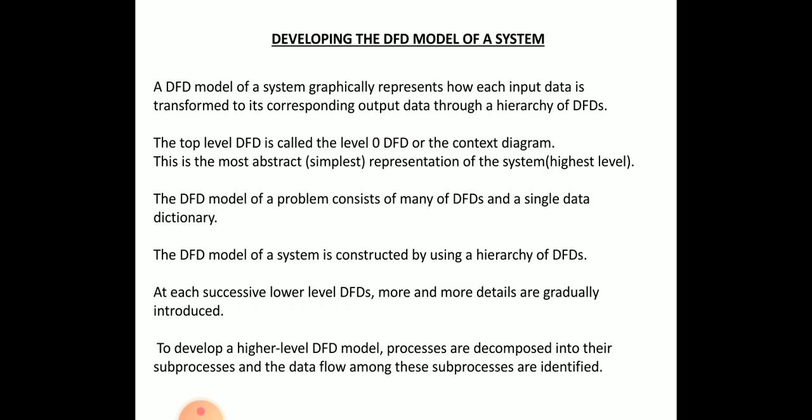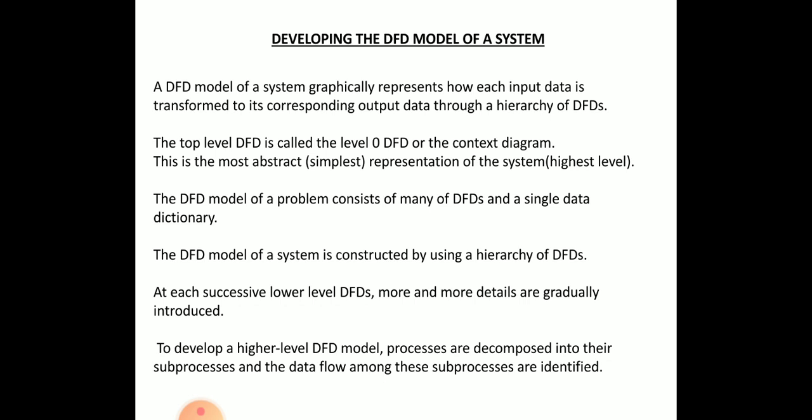It is represented by a single bubble, but below that, the successive lower levels of the DFDs represent the simpler sub-processes of the higher functionalities. So, the processes are decomposed into sub-processes, and the data flow among these sub-processes are identified for forming the data flow diagram. This is what we are going to do on the data flow diagram. Decomposition of the processes: identify the main functionality, and this main functionality is represented as a context diagram, that is the level 0 DFD. Then decomposition of different sub-processes, and these sub-processes are represented using the next, successive lower levels of the DFDs.